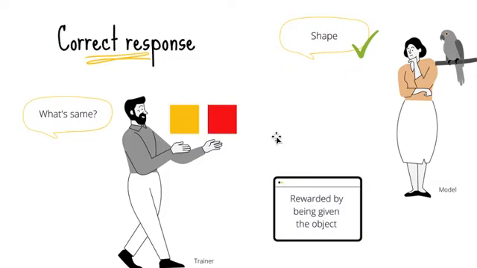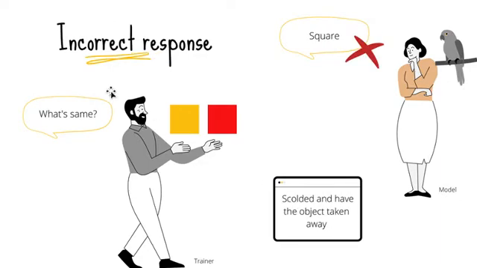So what happens if they have the correct response? For example here, a yellow square and a red square, and the trainer asks what's same, and let's say the parrot says shape, which is the correct response. That is the category label. So they are rewarded by being given the object. If it's incorrect, if they say square rather than shape, they will be scolded and have the object taken away. So that is the reinforcement, positive and negative reinforcement.